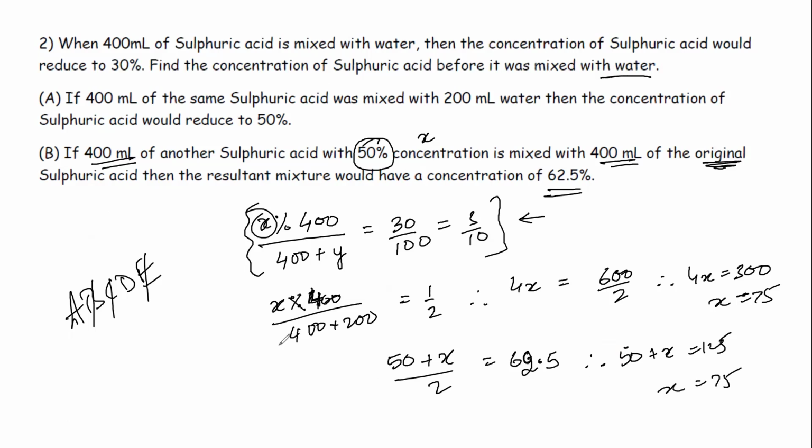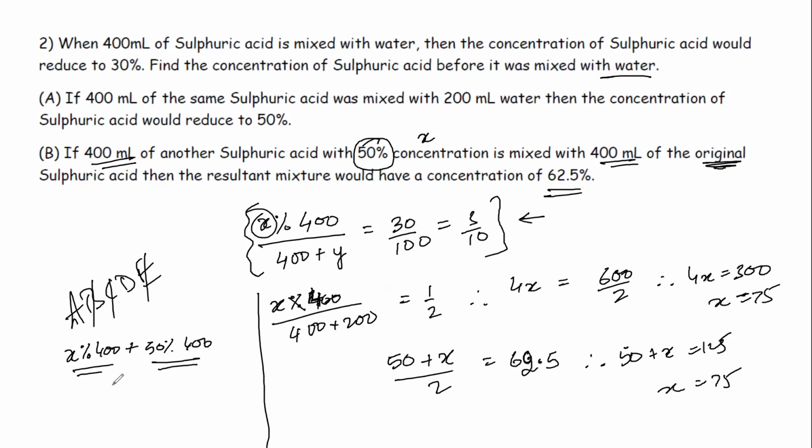We get the answer. Now, suppose you don't want to use the weighted average technique and you want to solve it in this expression way. Then this is how it works. So X percent of 400 plus 50% of 400. So this is the new one. This is the original one.